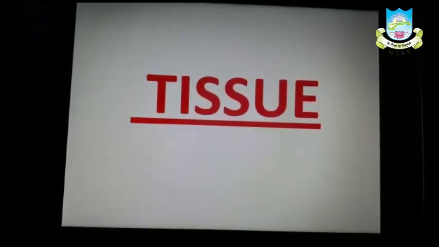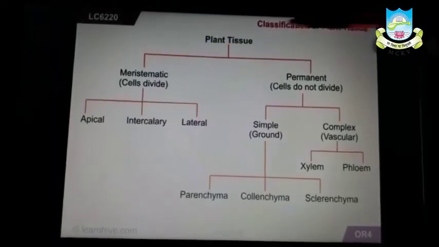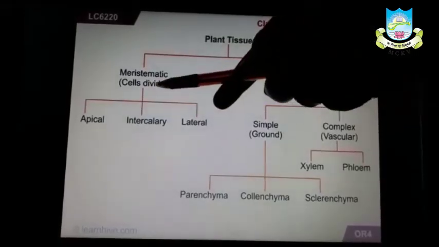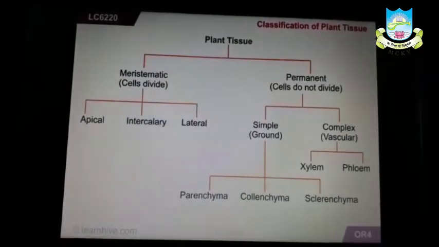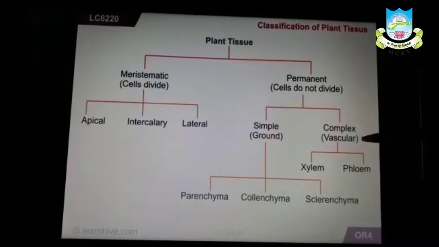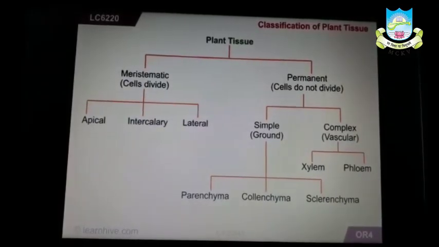And now I will discuss the structure of different plant tissues. In this slide we can see that plant tissue is divided into meristematic tissue and permanent tissue. Meristematic tissue is divided into apical meristem, intercalary meristem and lateral meristem. Permanent tissue is divided into simple permanent tissue and complex permanent tissue. Simple permanent tissue is divided into parenchyma, collenchyma and sclerenchyma. Complex permanent tissue is divided into xylem and phloem.